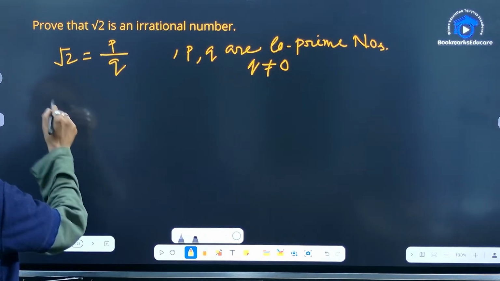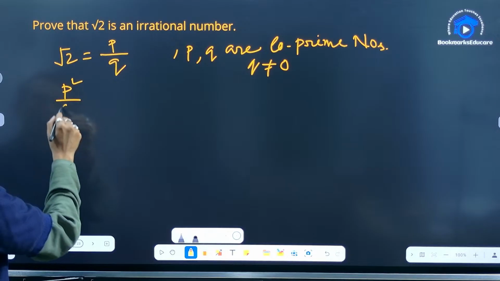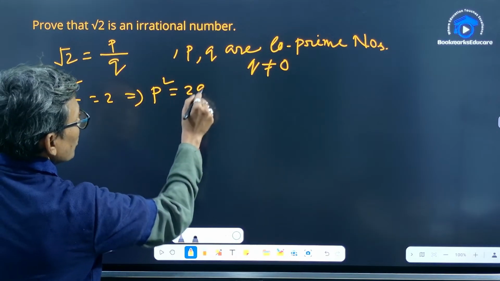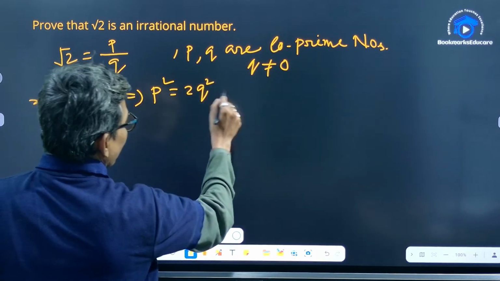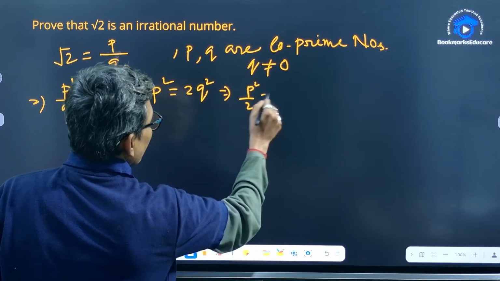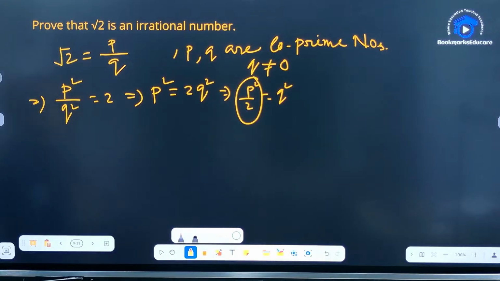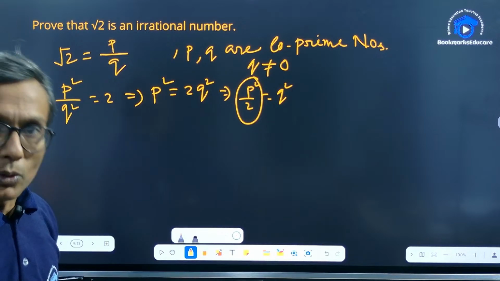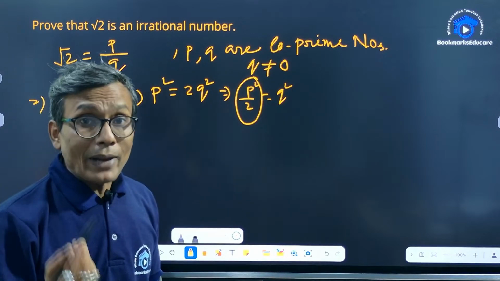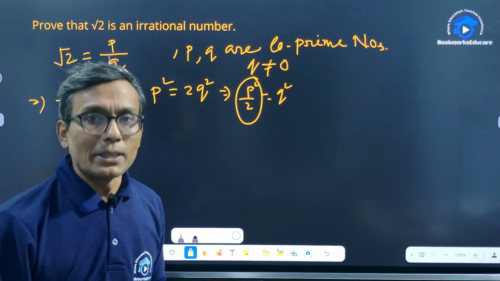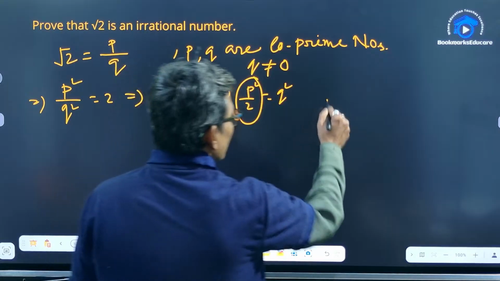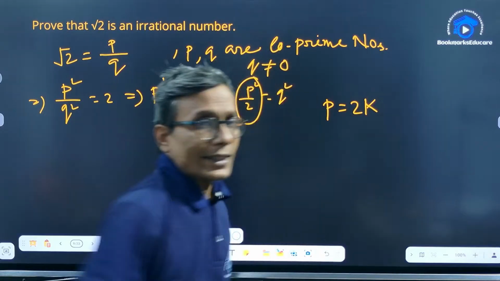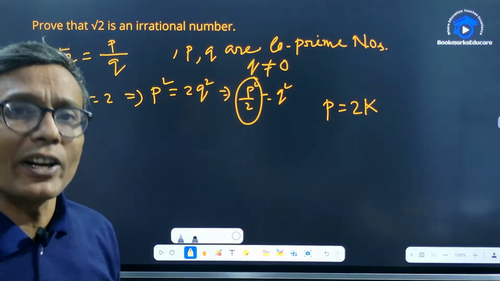So squaring on both sides, p square by q square is equal to 2. So p square is equal to 2q square. So p square is divisible by 2. 2 is a prime number, so p square is divisible by 2, then p is also divisible by 2. If p square is divisible by prime number 2, then p is also divisible by 2. So let us assume p is equal to 2k, where k stands for any integer.